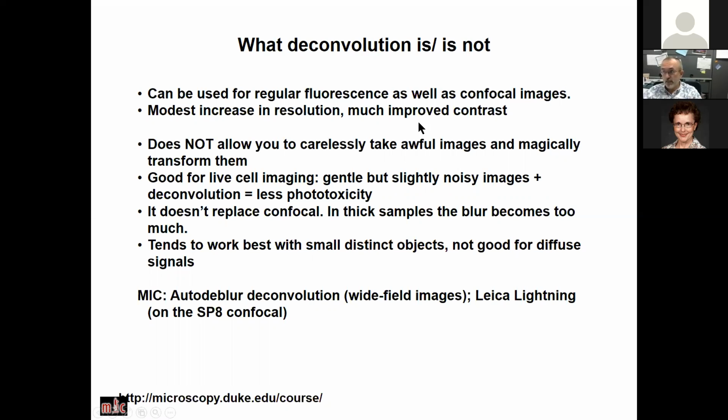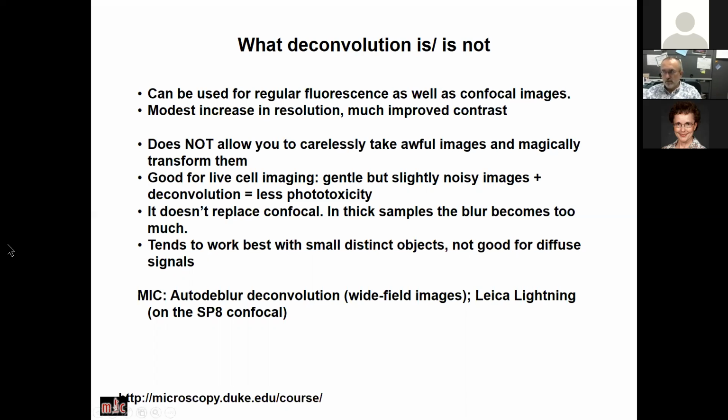Mostly you get much better contrast, but it's not a method to take some awful images and feed them into software and get magically wonderful data. But it's good for imaging live cells because you can take faster, lower light images that are noisy, and you can get rid of some of that noise through the deconvolution, and typically your sample is not as photo damaged. It does not replace the confocal microscope, because if you have thick samples, let's say a couple of cell layers or maybe more, the blur is just too much and you cannot get rid of it.